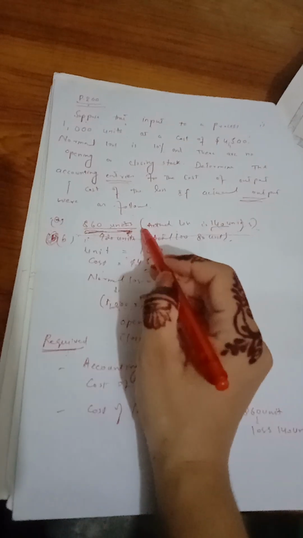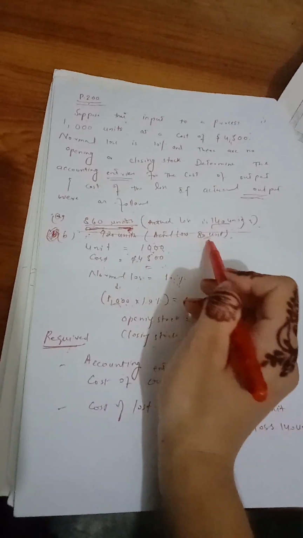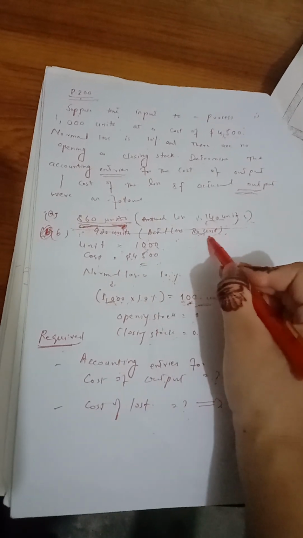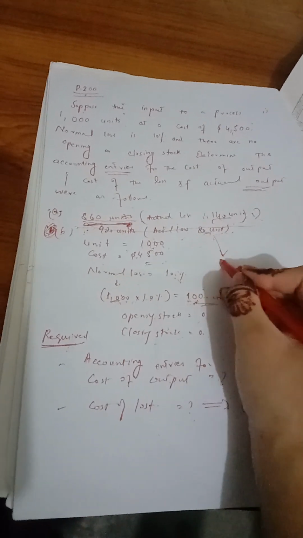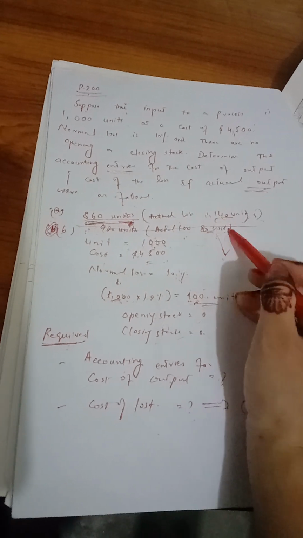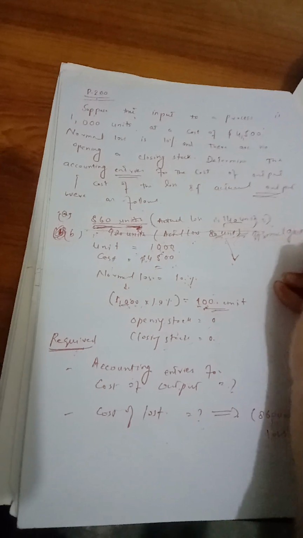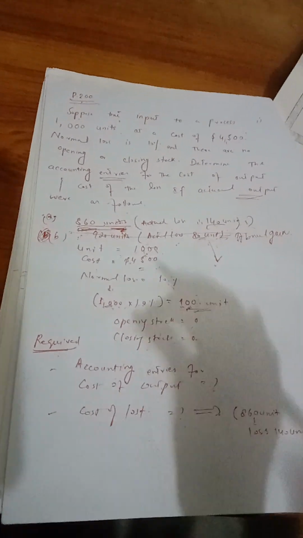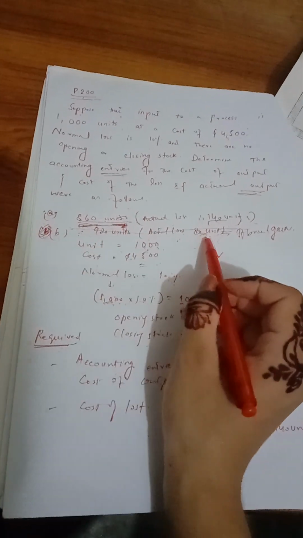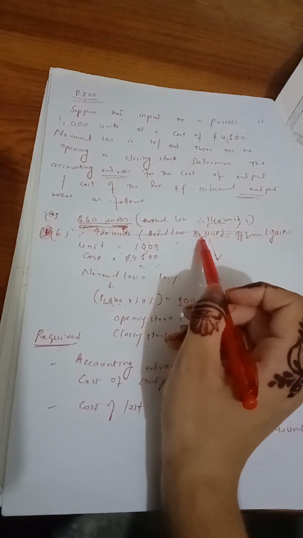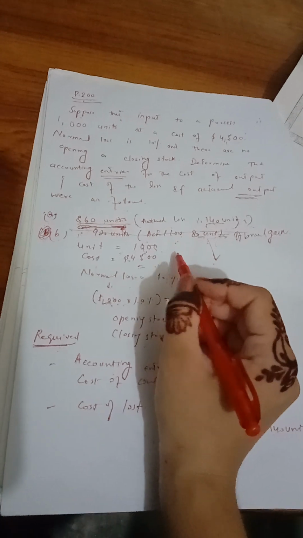And the second part is 900 units with actual loss of 80 units. First, we will check whether 920 units is with abnormal gain or loss. It basically consists of abnormal gain, because it's not a requirement of your course. So you do not need to do question number B, because it's an abnormal gain question. Such questions having an abnormal gain or normal gain, you do not have to do.